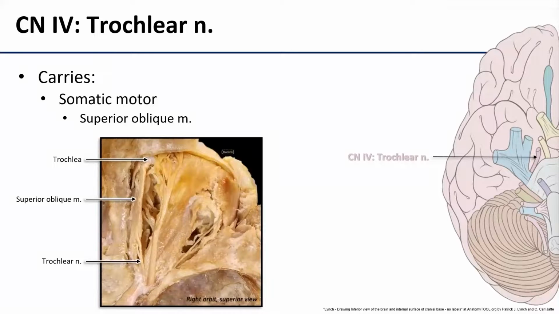Cranial nerve 4, the trochlear nerve, is a purely somatic motor nerve. So just like cranial nerves 2 and 3, it is also going to enter the orbit, but it only serves the superior oblique extraocular muscle.